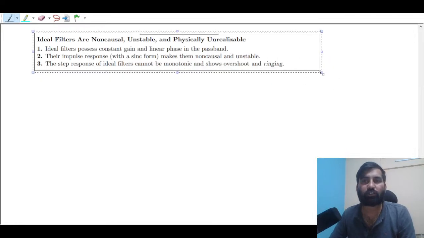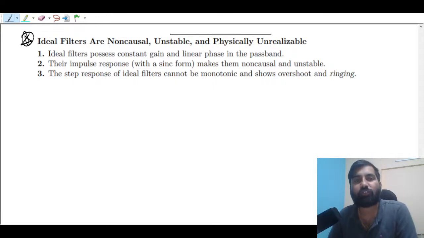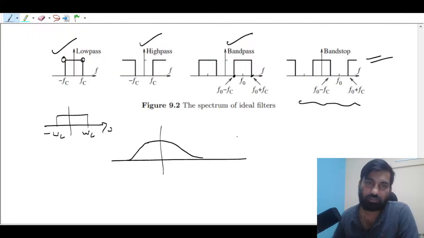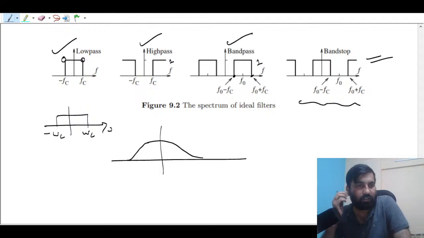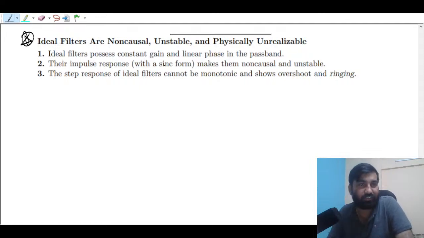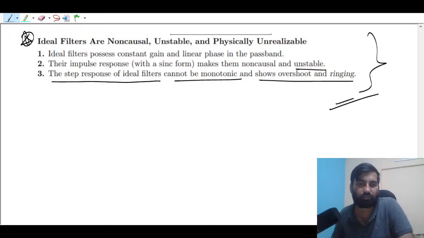So ideal filters are non-causal, unstable, and physically unrealizable. We can't physically realize it. Ideal filter have constant gain, linear phase in pass band. You can see all the filters that I have shown here. All the filter has constant gain, right? Okay? So this is what comes in the exam, it won't be too difficult, don't worry. Their impulse response with the sinc form makes them non-causal and unstable. Yes, the step response of the ideal filters cannot be monotonic and shows overshoot and ringing. Okay, if you find the step response and all, right?